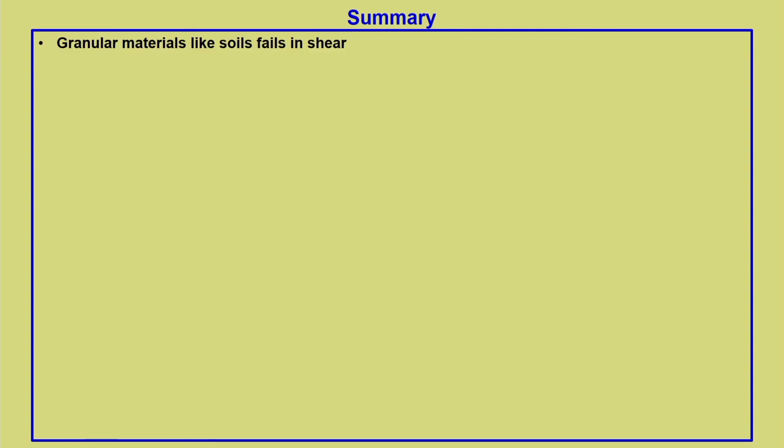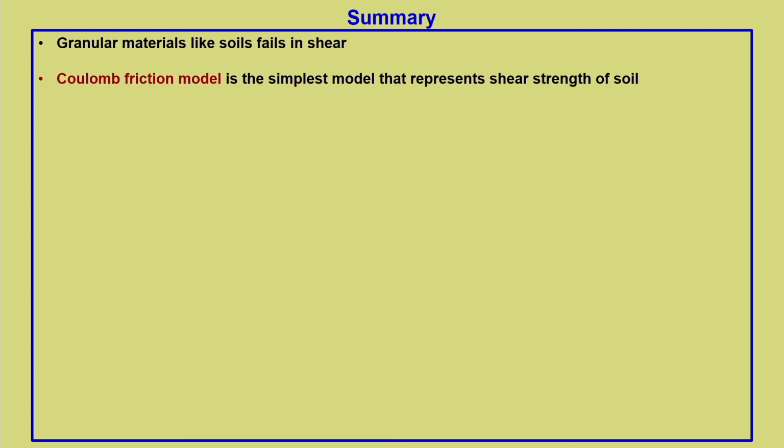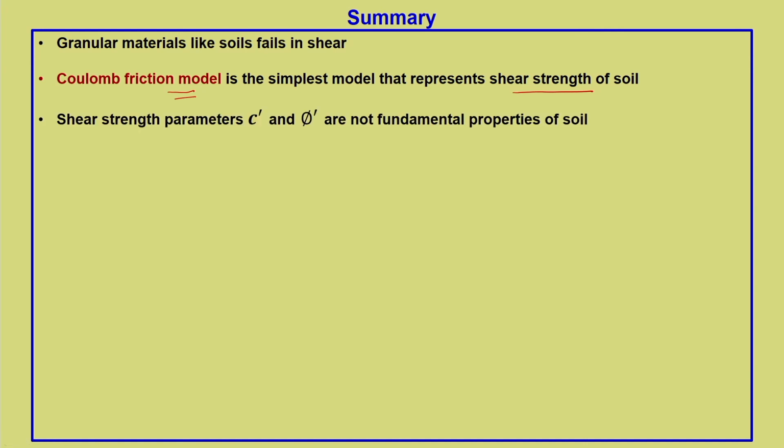So, we will summarize this first lecture: granular materials like soils fail in shear. We have already told this, we need to keep this in mind. Coulomb friction model is the simplest model that represents shear strength of soil. But remember, Coulomb's friction model depends upon the development of a failure plane within the soil mass.